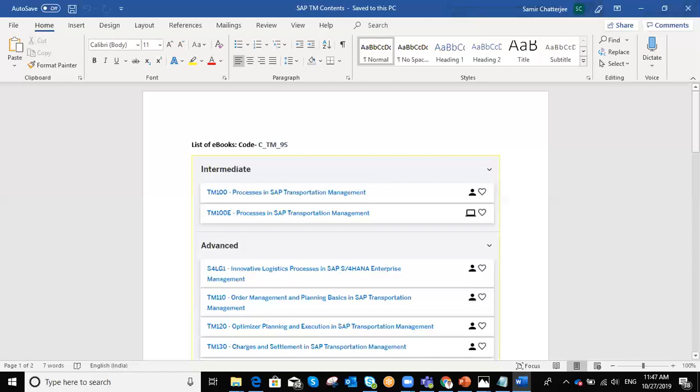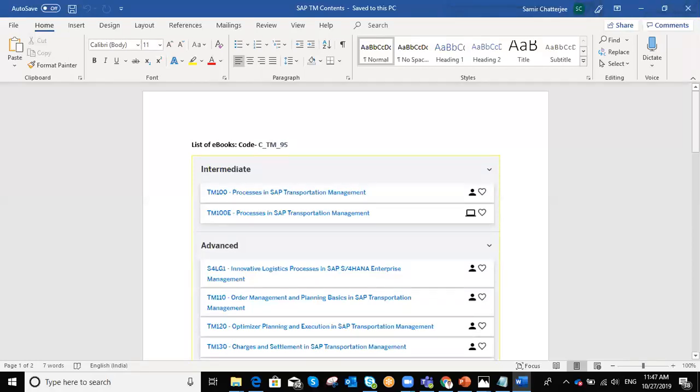First is the TM100. It is the ebook, but TM100E is the e-learning document, which is available in the learning hub of your company. I think your company is a SAP business partner.